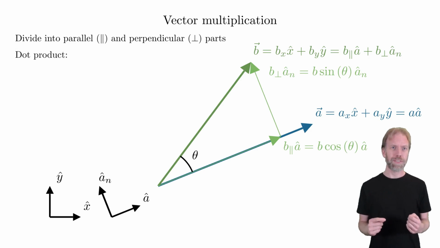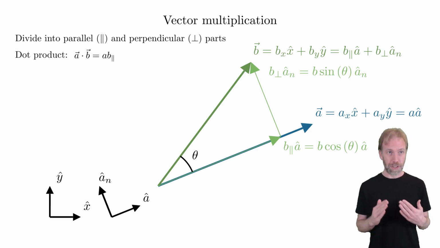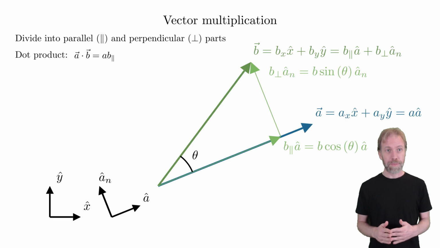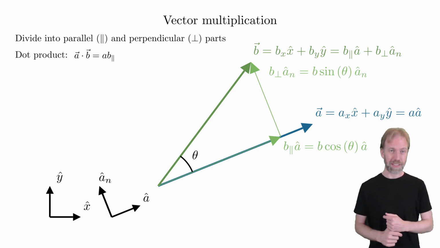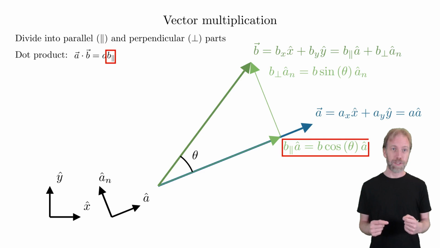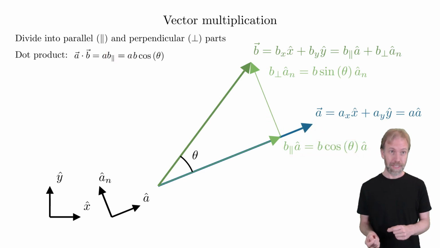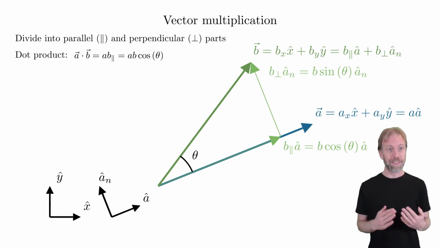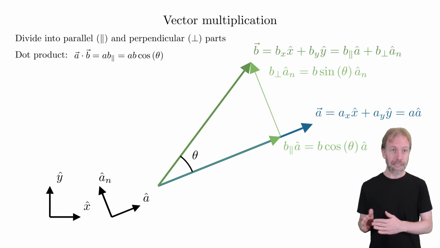Now we can introduce the first way of multiplying vectors. The dot product has the length of a multiplied by the parallel part of b. The symbol for the dot product is the dot between the vectors a and b. We can insert the expression for b parallel, which is b cosine theta. This expression is symmetric, which means that if we would have started with the vector b and taken the part of a that is parallel to b instead, we would get the same value.